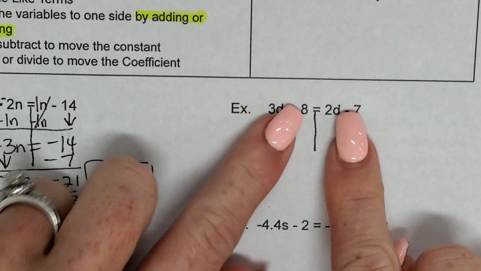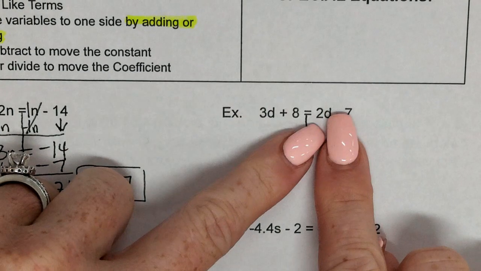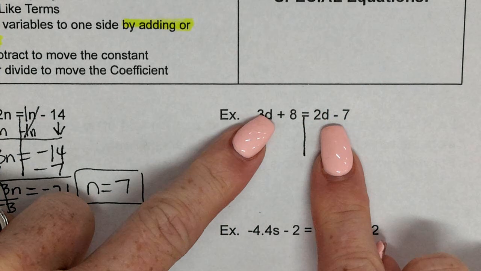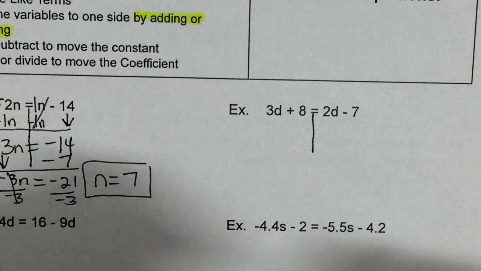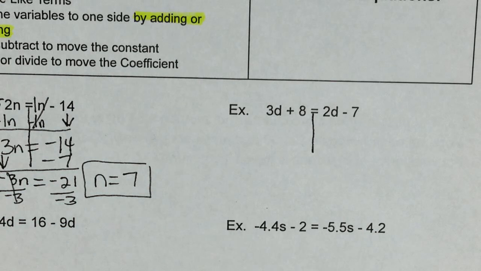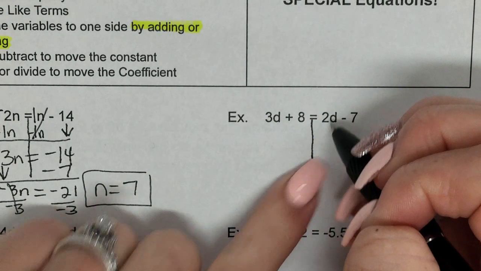Are there any parentheses? No. Are there any like terms on the left? No. Are there any like terms on the right? No. Are there variables on both sides? So my first job is to move the variables to one side. Now, for the sake of us doing it the same way, I'm going to move it to the left. Would you get the same answer if you chose to move it to the right? Yes. Okay. So I'm going to move this 2D to the left.